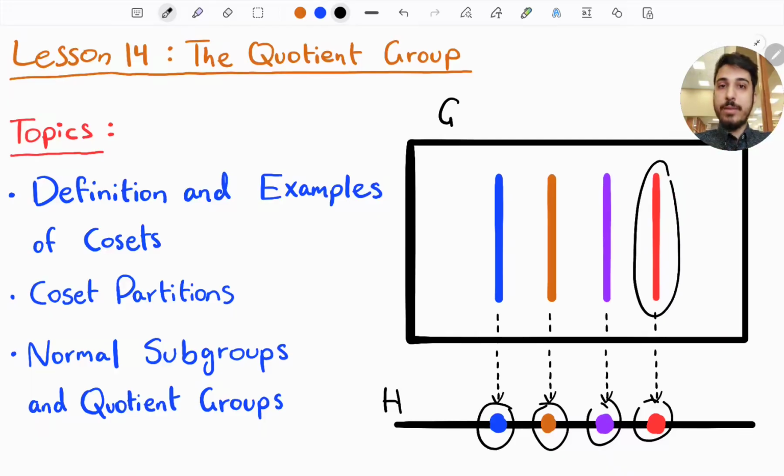So this is what I will be defining first. What is a coset? What are examples of cosets in groups that we've already discussed? And afterwards, I will show you that cosets will give an exact partition of a group. And lastly, we will go into what a normal subgroup is, what a quotient group is, and how these two relate. Let's get started.